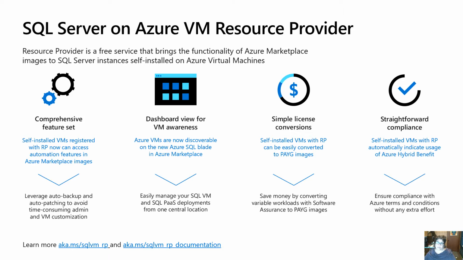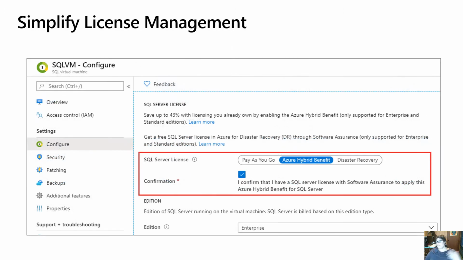So we automatically indicate the Azure hybrid benefit usage, provided that you're registered with the RP and you've indicated that VM as Azure hybrid benefit. So if we look at the configuration of a SQL VM in the Azure portal, you can see here in the example on the slide, the different license types that are available for your Azure VM.